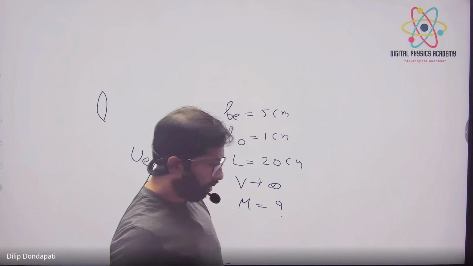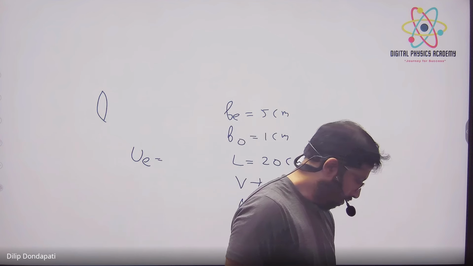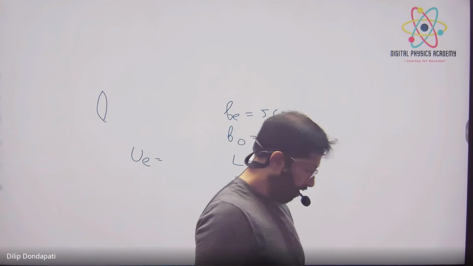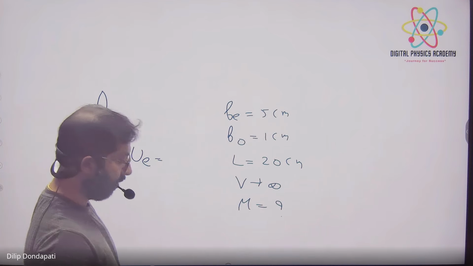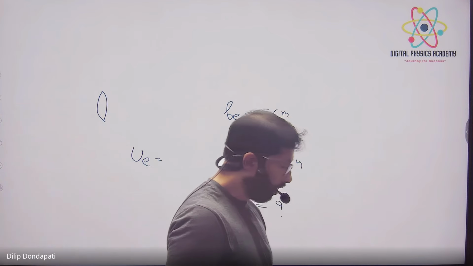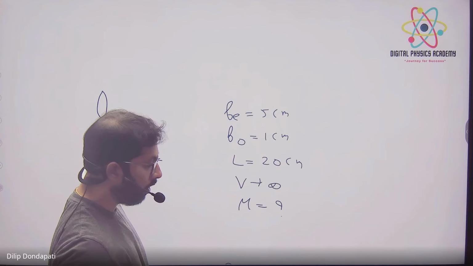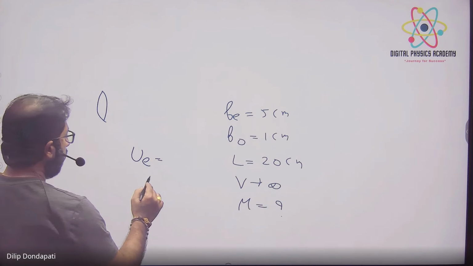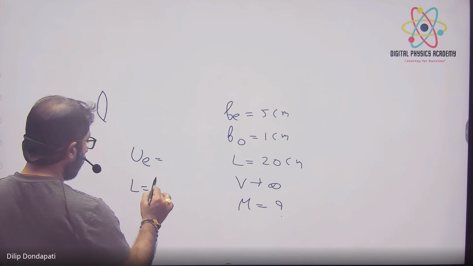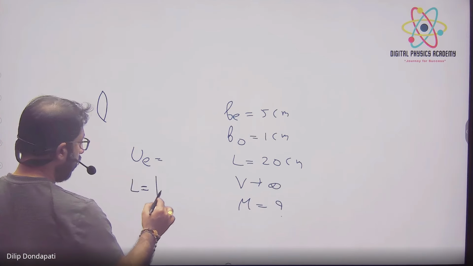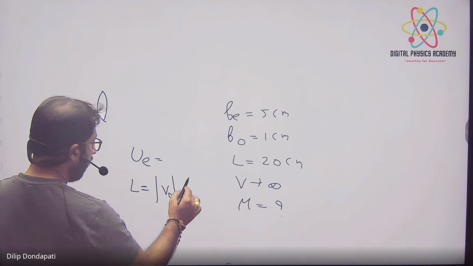Options are 50, 100, 70, 150. Now VO, how much did you get? UO, how much did you get? VO I got 25. UE will be minus 5 if you take the sign convention according to the ray diagram. When the image is formed at infinity, what is the length of the compound microscope? VO plus FE, right?